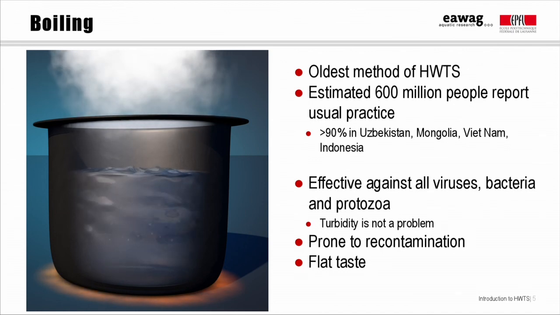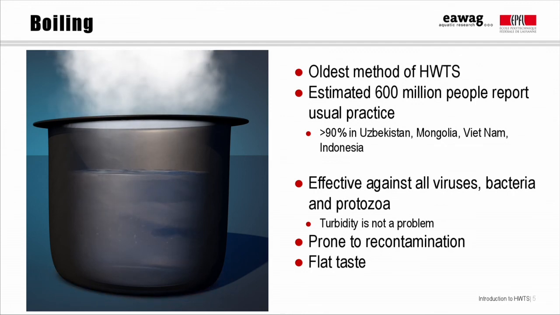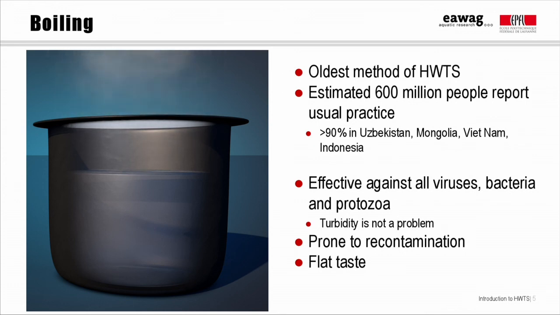Boiling is effective against all classes of pathogens, viruses, bacteria, and protozoa, and it's not affected by turbidity in water, unlike some other disinfection processes. However, after water is boiled, it must be cooled before drinking, and it's often transferred to a secondary container where it's quite prone to recontamination. Finally, boiling removes all dissolved gases from water, which changes the taste of the water and can give it a flat taste. And if the water is hard, calcium and magnesium can precipitate out, forming small white particles, which can cause aesthetic problems.